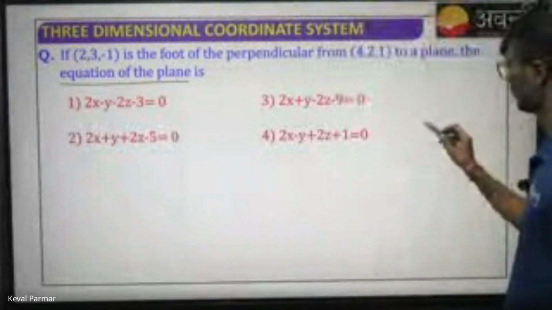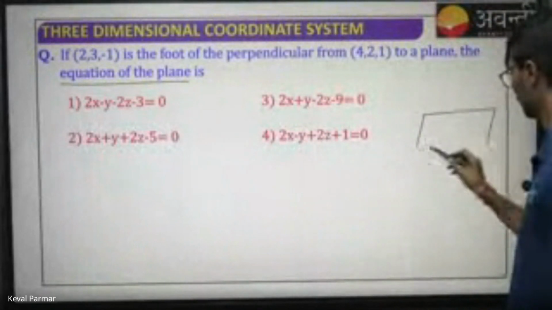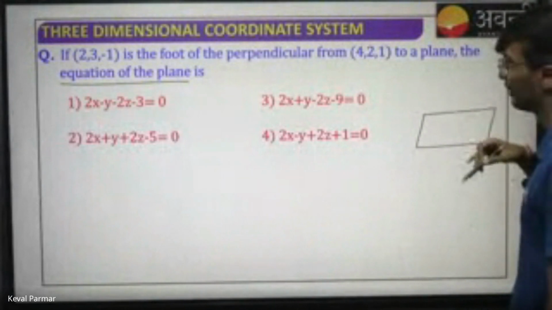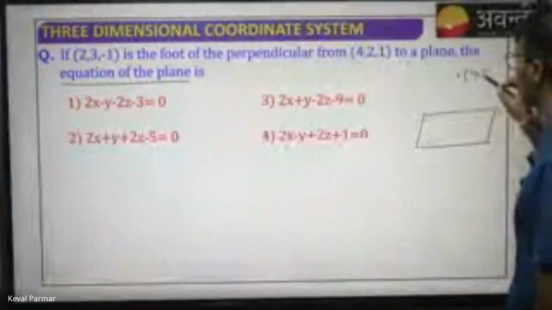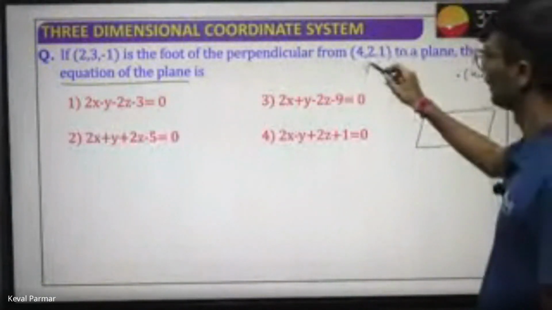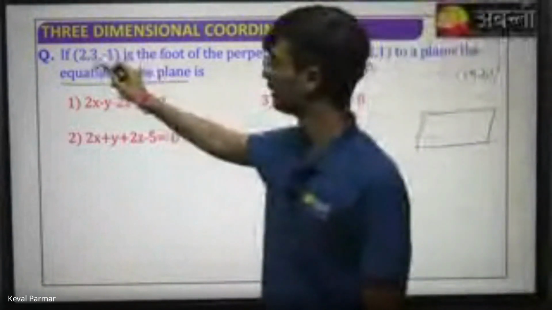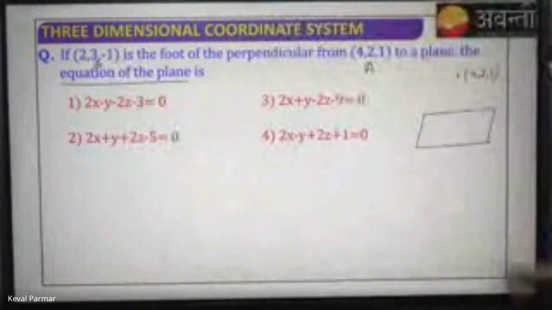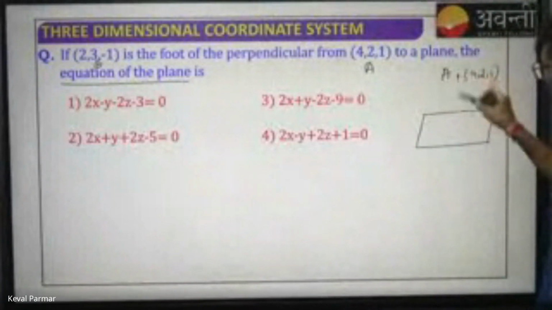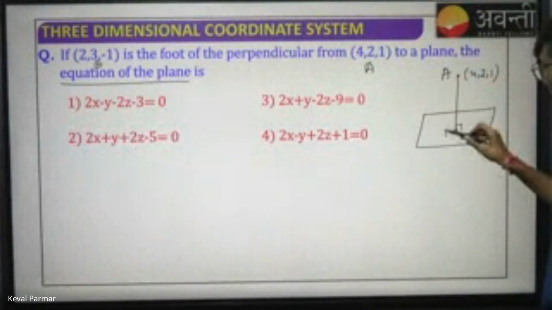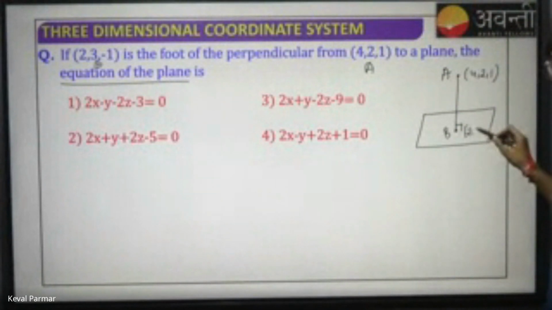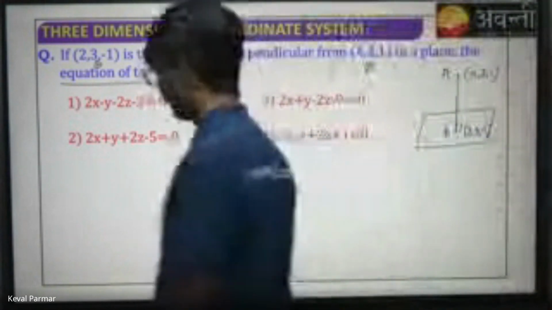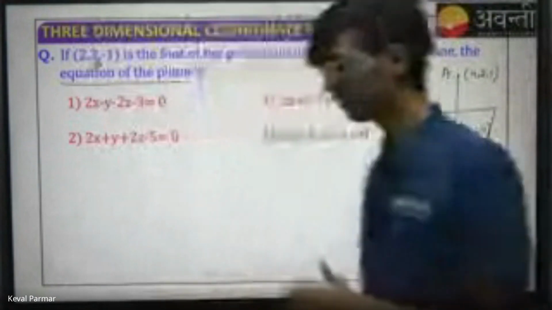Okay, if you are confused about the diagram, let me draw it for you. You will get what I'm trying to say. This is a plane. This is the point 4, 2, 1. Let us name this point A and this point B. So from point A, the foot of perpendicular, point B, lies on the plane and AB is perpendicular to the plane. Now, can you get the answer? Akhil got it as 4.